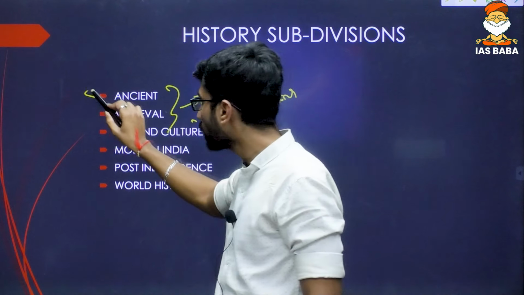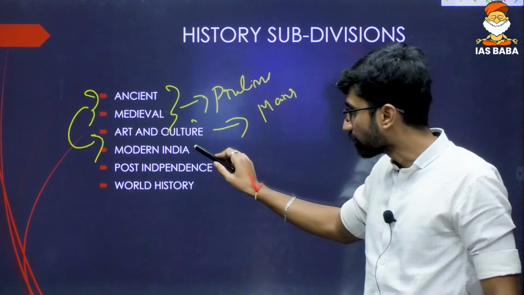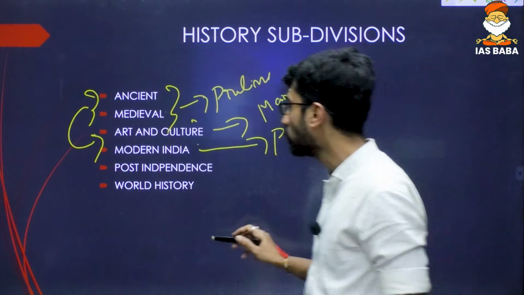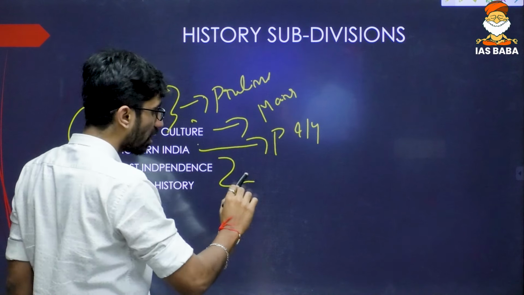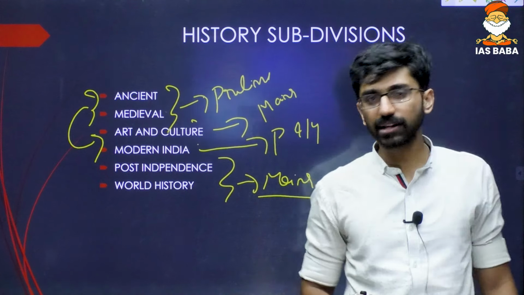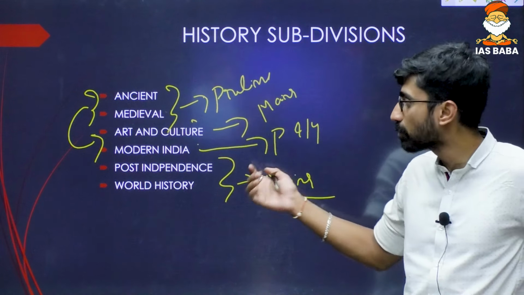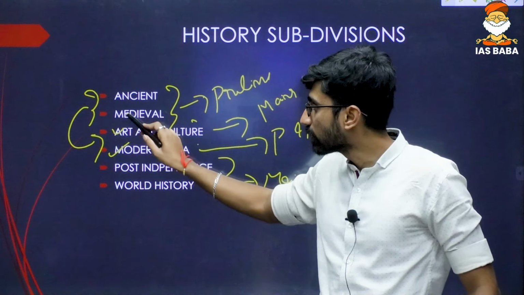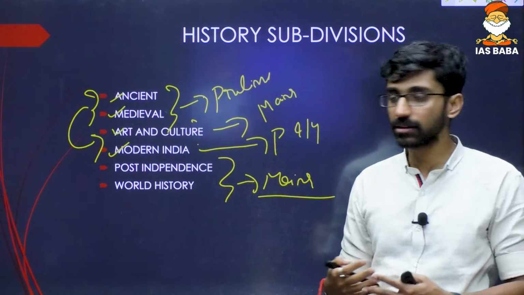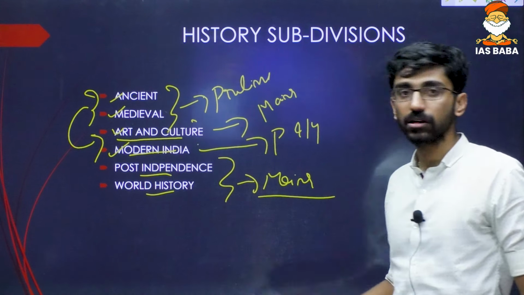Okay, but ancient, medieval, art and culture can also be asked in mains. But the rest of the subjects, that is modern India, is there in prelims and mains too. And post-independence and world history, typically these are mains subjects, I would say. Okay, typically. But there are certain interlinking questions in post-independence, and certain kinds of prelims questions will be asked. But the more weightage for prelims is modern, art and culture, ancient, and medieval. But when it comes to purely mains, we have to focus more on the art and culture aspect, modern India, post-independence as well as world history.